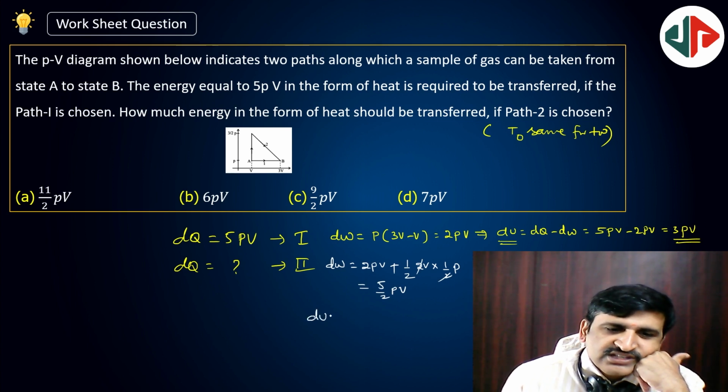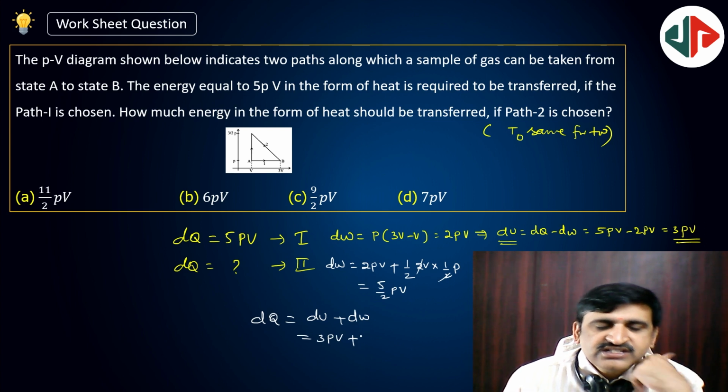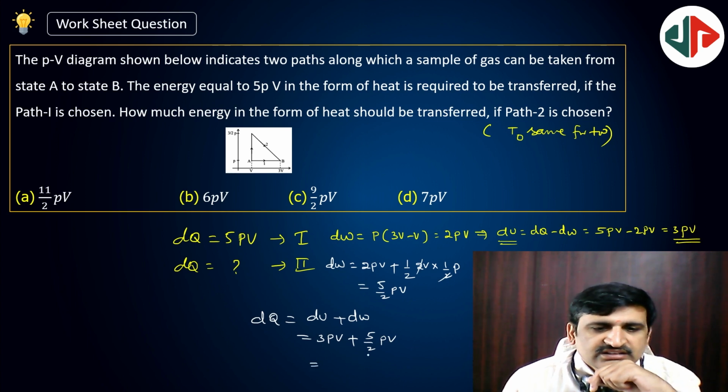Now dU is equal, dU same only. Now what you want? dQ equal to dU plus dW. dQ is 3 PV and dW is 5 by 2 PV. That is 3, 2 3s are 6, 11 PV.